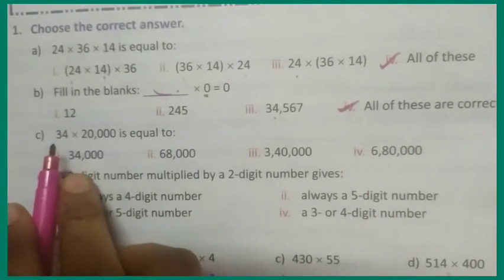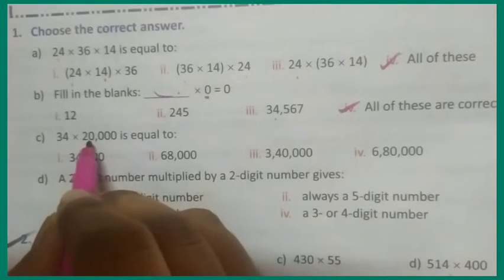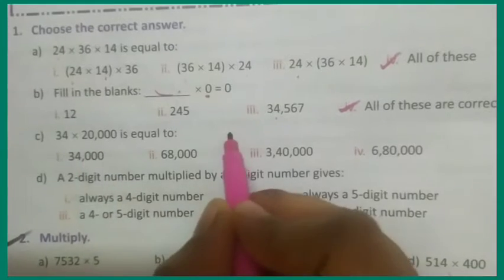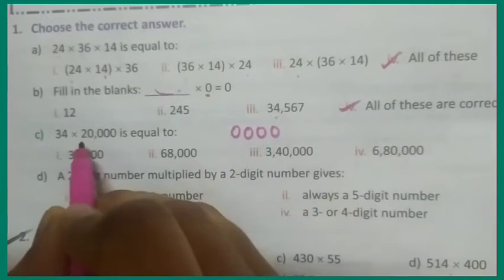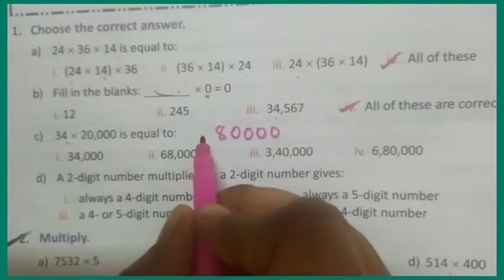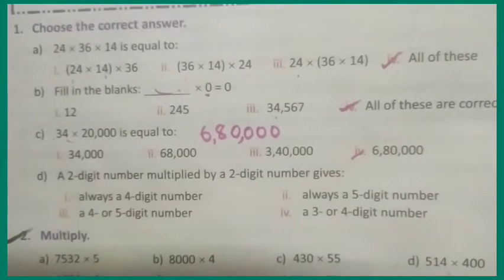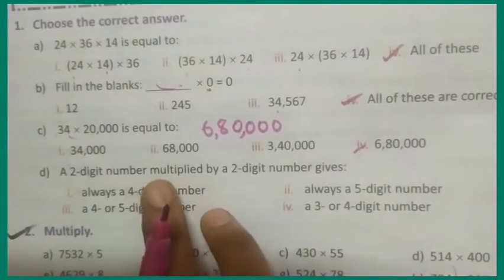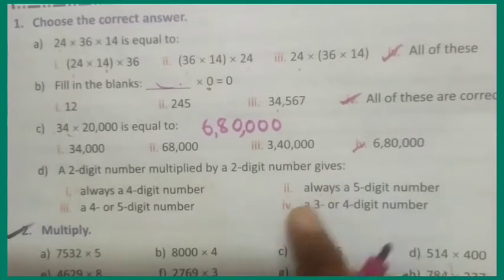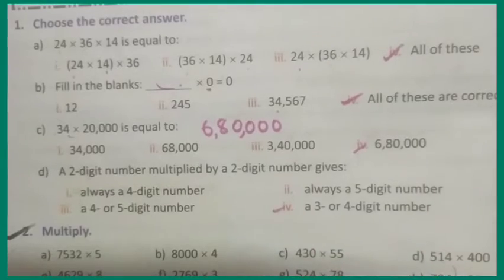Okay, 34 into 20,000 is equal to, look here, 1 2 3 4, 4 zeros we have to keep. 2 4s are 8, 2 3s are 6, 6,80,000. So this is the answer, 6,80,000. A 2-digit number multiplied by a 2-digit number gives a 3 or 4-digit number. Okay.